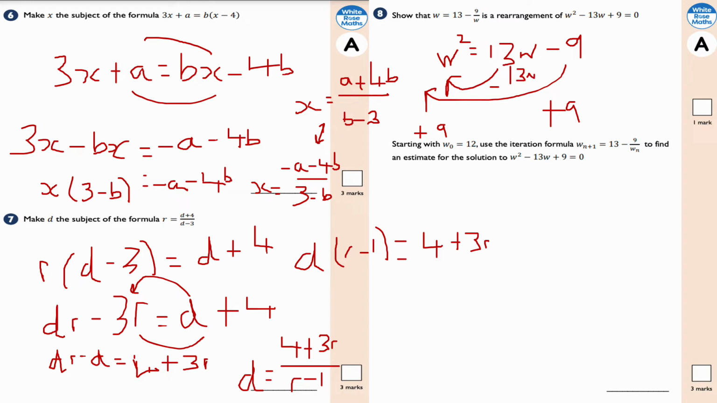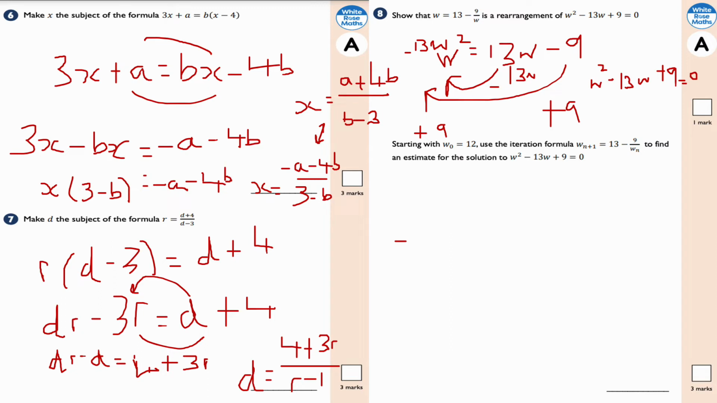Subtract 13w. I get w squared minus 13w plus 9 is equal to 0, and that is my quadratic equation equal to 0. I can solve it if I want to, by completing the square or the quadratic formula, because it doesn't give whole number solutions. Next question. Let's just delete this part here so we've got a bit more space.